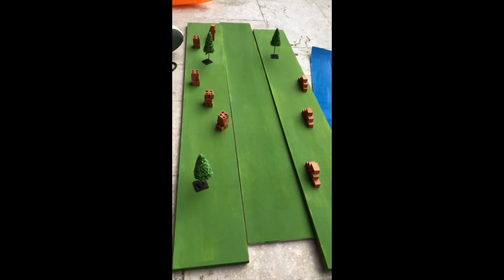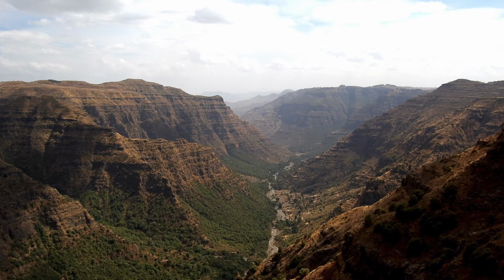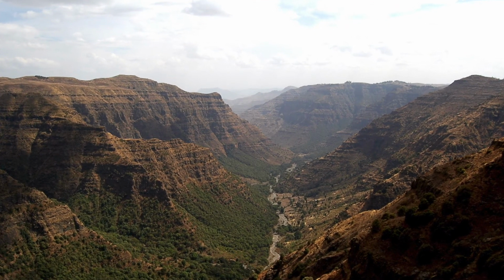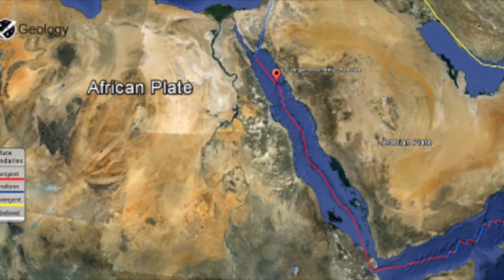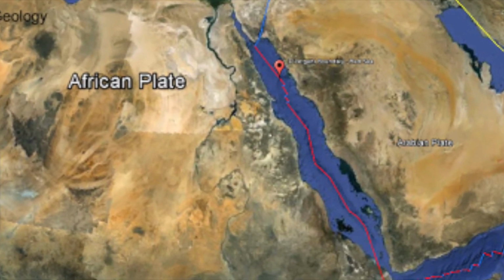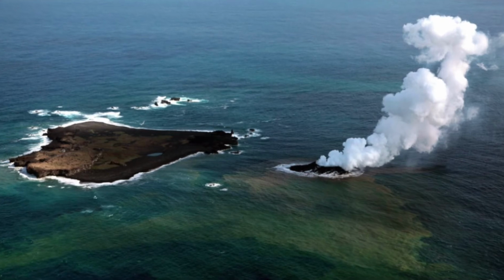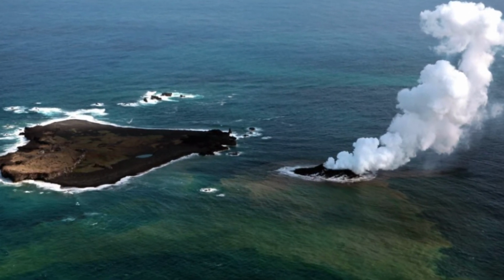An example of this movement is the African plate and the Arabian plate moving apart from each other, which allowed the creation of the Red Sea Rift, or the Pacific Antarctic Ridge, which is formed by the separation of the Pacific Plate and the Antarctic Plate.